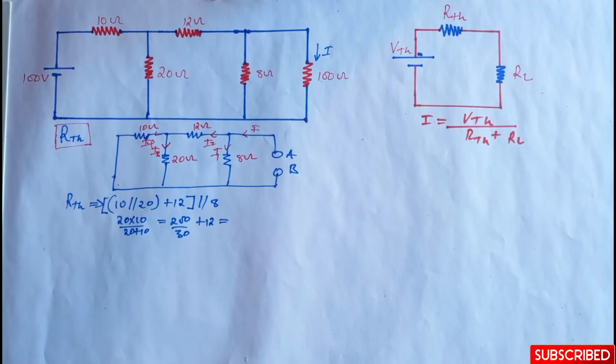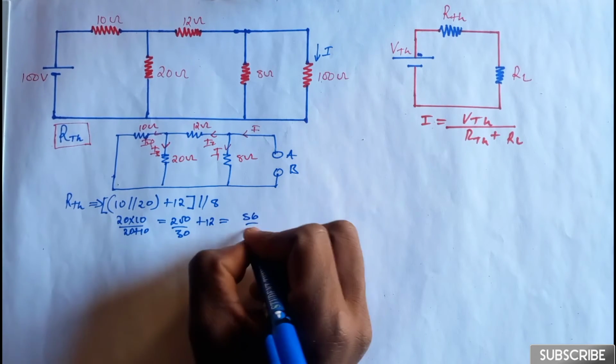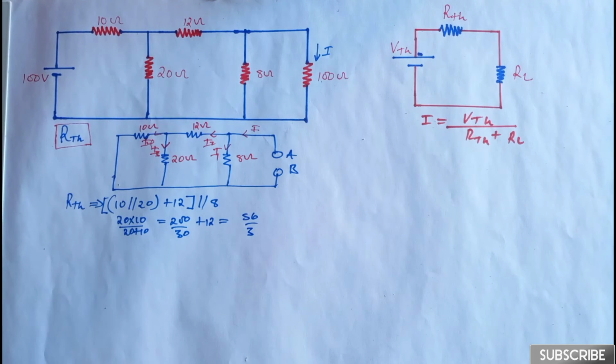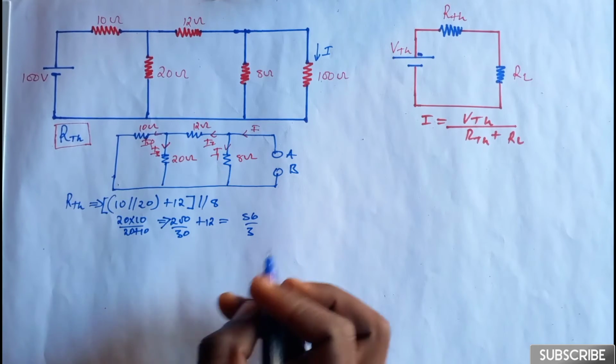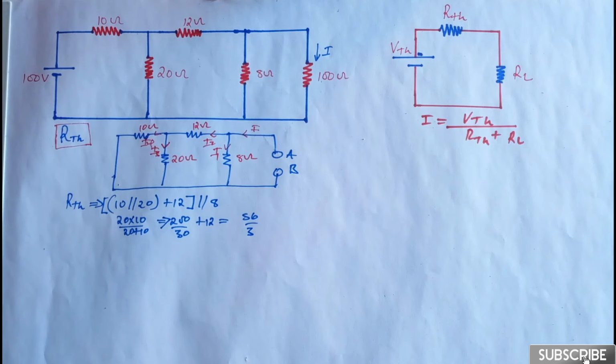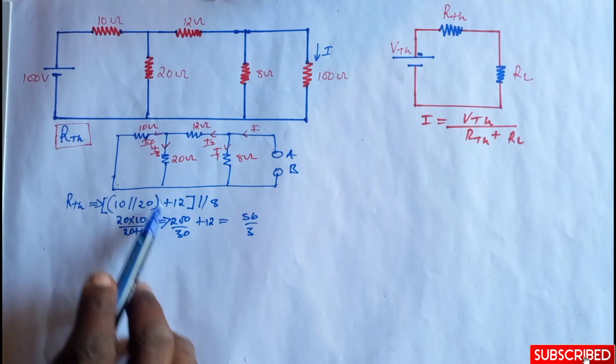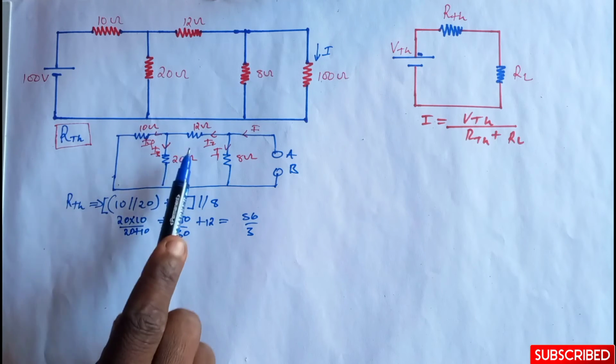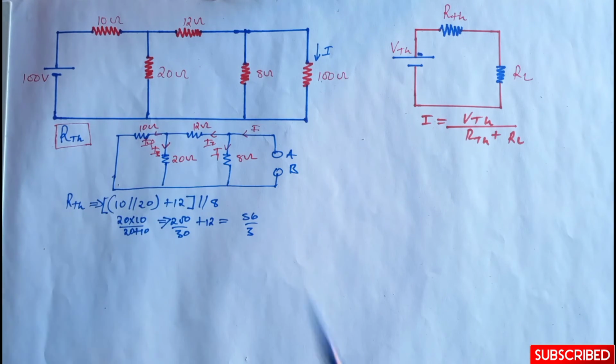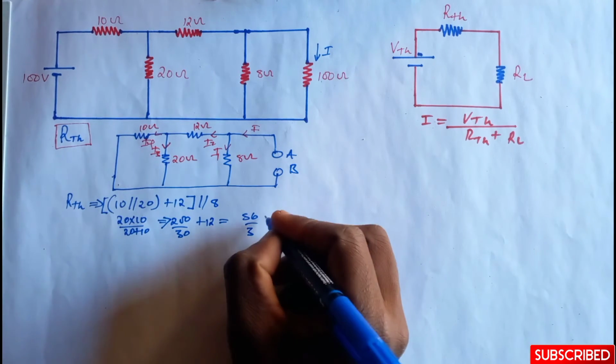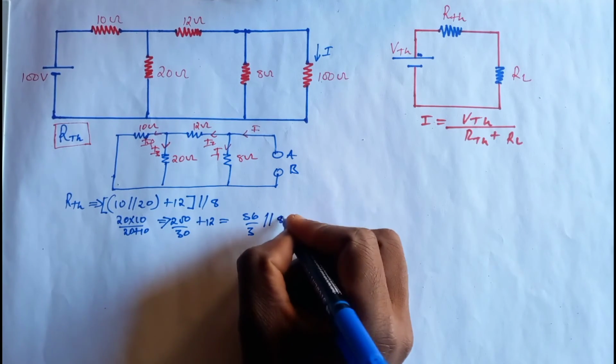And what are we going to get? If we say 200 divided by 30 plus 12, we're going to have 56 remainder 3. Again, we've said all these resistors 1, 2, 3 are in parallel with the 8 ohm resistor. So I'm going to say 56 over 3 is in parallel with the 8 ohm resistor.